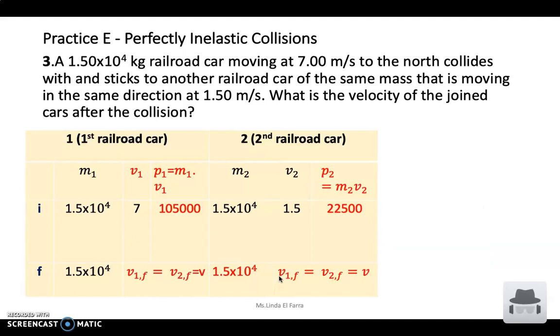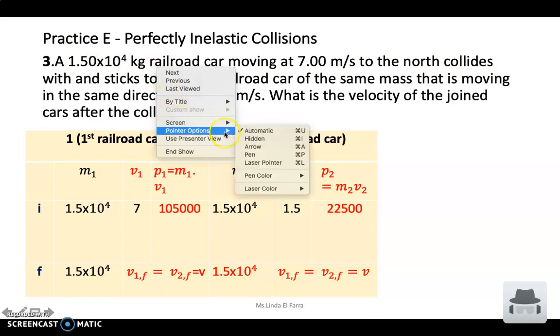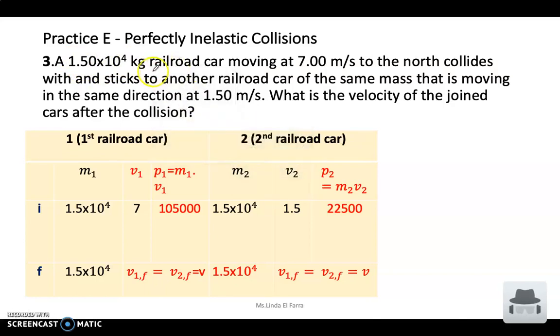Let's start with the practice problem, practice E from your textbook, perfectly inelastic collision. We're going to read it as we usually do. We have to draw our table as we studied before, and then fill this table. So I have 1.5 times 10 to the power 4 kilogram railroad car moving at 7 meters per second to the north. So the first object is the railroad car. I have to specify my object. This is my first object.